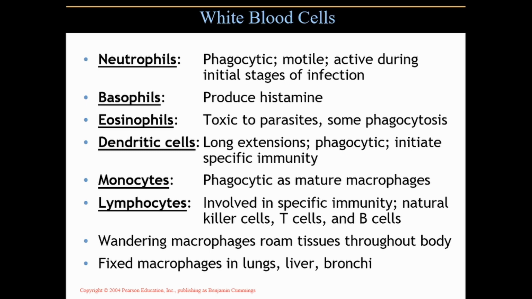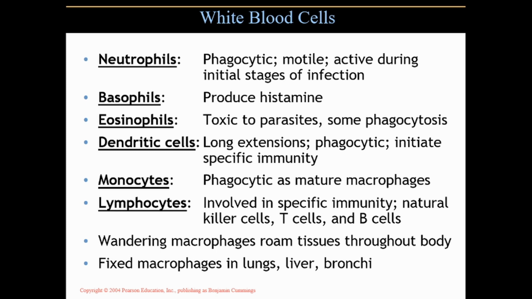Now we'll look at white blood cells. White blood cells, there's many of them, and we will look at a few of them. Neutrophils, basophils, eosinophils, dendritic cells, monocytes, and lymphocytes. What I want you to notice, at least with the first three, the neutrophils, the basophils, and the eosinophils, is that you're going to notice some similarities between them when we look at them a little more in depth here in a minute. But the neutrophils are phagocytic and motile, they're moving around, consuming microbes, consuming pathogens, and during the initial stages of an infection, they are very active. So they're cleaning things up.